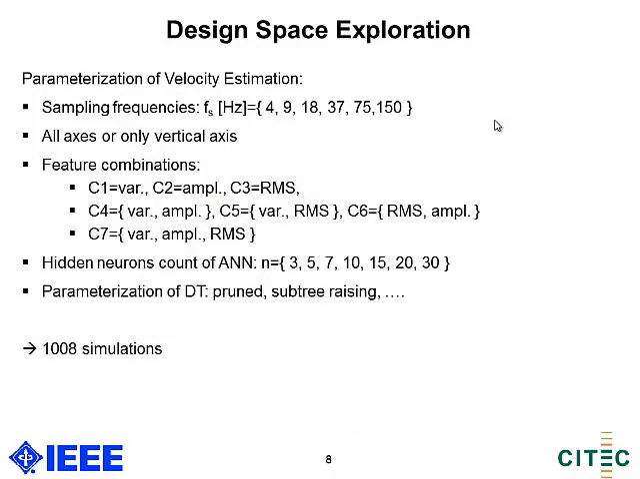In the design space exploration, we asked ourselves, what sampling frequency do I need in order to estimate the velocity? How many axes of the acceleration sensor are necessary? And which features are the most important ones? How many hidden neurons does the artificial neural network need? And which parameters are best for the decision tree and training process?